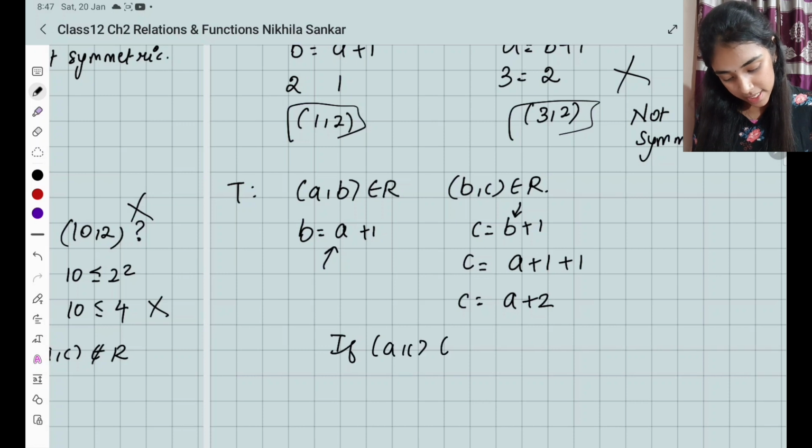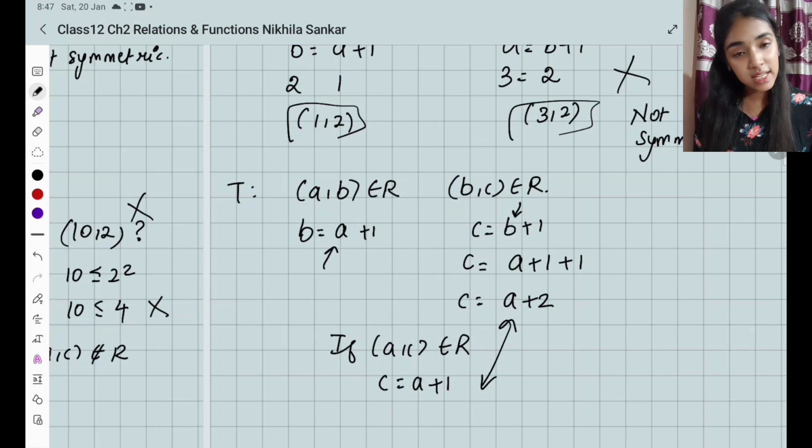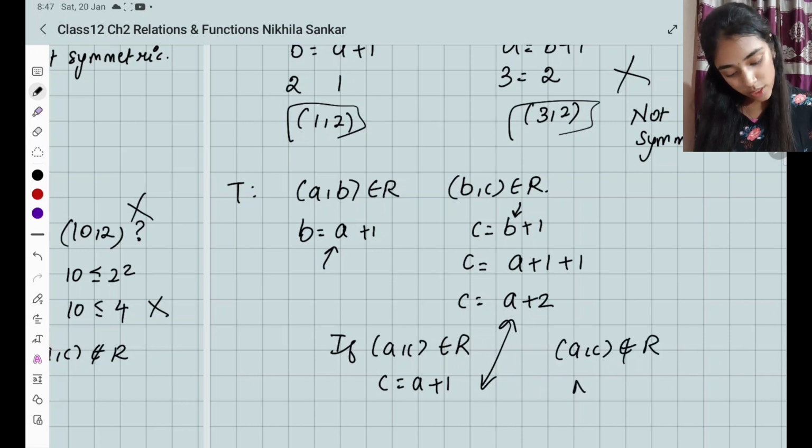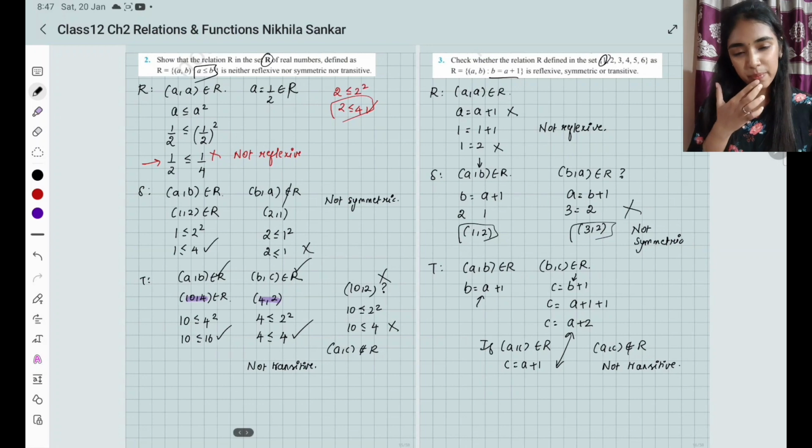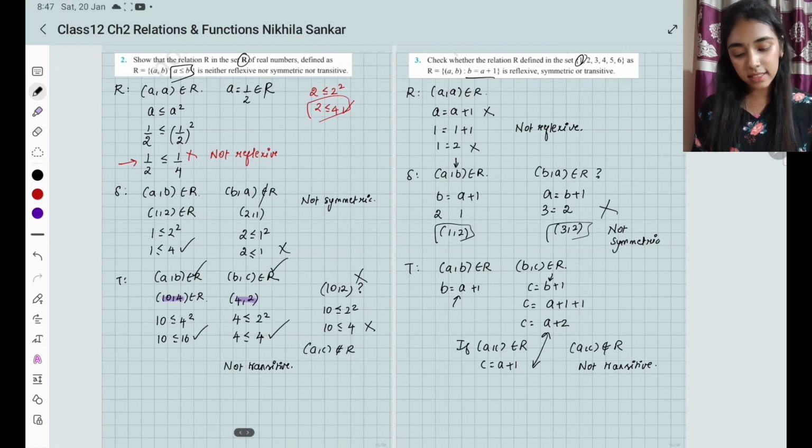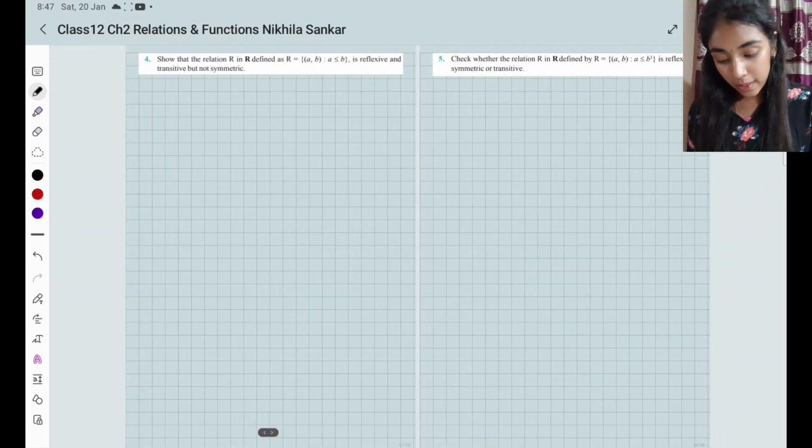If a comma c belongs to R, c equals a plus 1. What do you see here? They are not equal, which means a comma c does not belong to R and hence it is not transitive. Okay? Please copy. All are very simple questions. You just have to think a little bit. Okay? Now, question number 4.